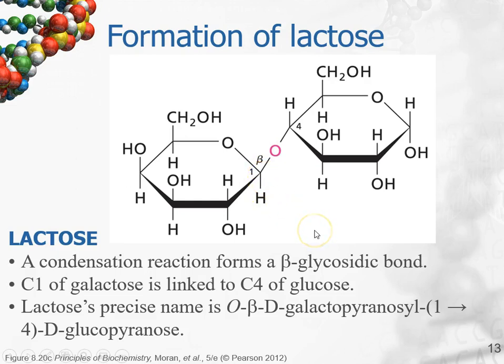So again, lactose is a common name, but if I wanted to name it precisely, I'd say O, so that's this oxygen right here, beta, because the galactose carbon number 1 was in the beta configuration. So O, beta D, galactopyranose, and again, that means that the galactose is in its 6-membered ring form. There's carbon number 1, and then an arrow to 4, so it links to carbon number 4 of the glucopyranose. So that's the structure of lactose.